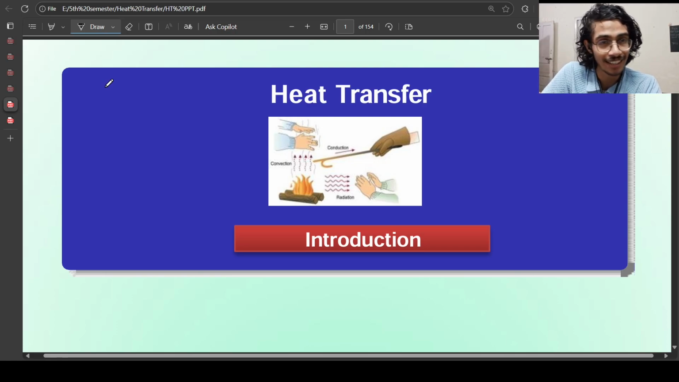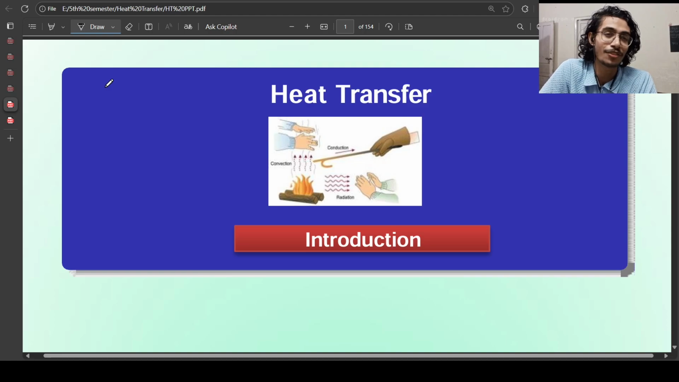In this entire lecture series, we will be covering all the fundamental aspects of heat transfer. So let's get started. What is heat transfer? Let's start with the definition, right? What do you think? What is heat transfer? Heat transfer is nothing but the transfer of heat.